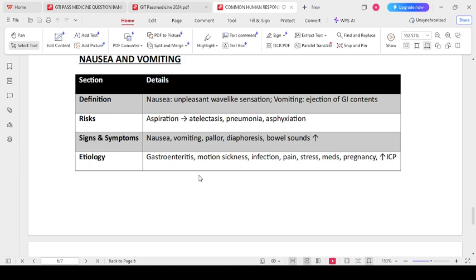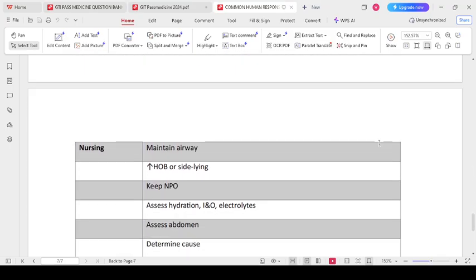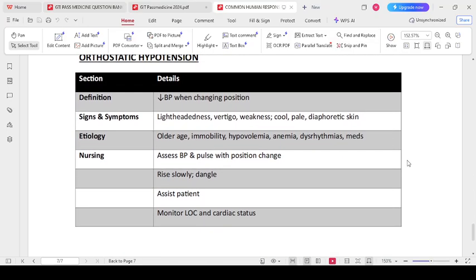Etiology can be gastroenteritis, motion sickness, infection, pain, stress, or it can be due to medicines, pregnancy, or increase in intracranial pressure. A nurse has to do ABC, maintain airway, elevate head side of bed or side lying, keep the patient NPO, assess hydration, input output or electrolytes, assess abdomen, and determine the cause of nausea and vomiting.